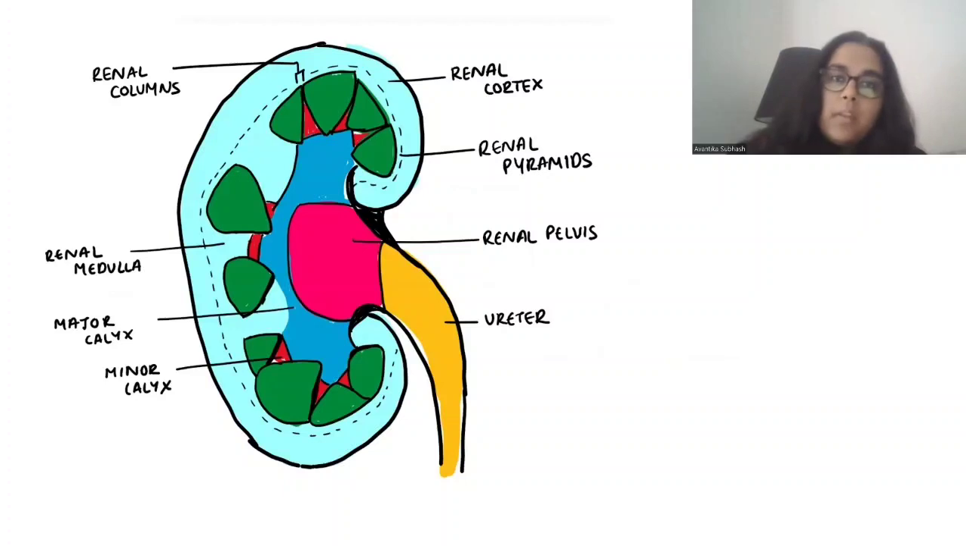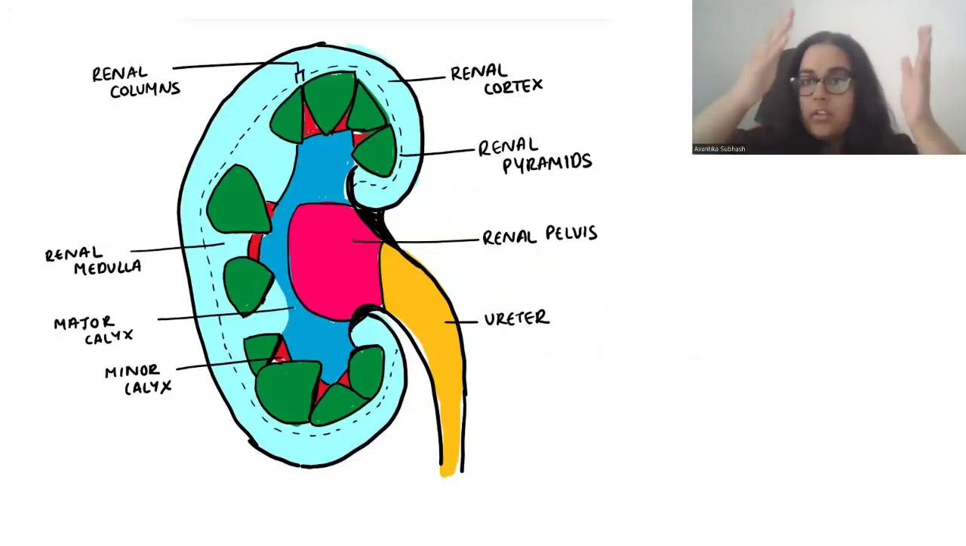Now, we will begin with its 2 major layers, which are our renal cortex and our renal medulla. The renal cortex is the outermost part, and the renal medulla is the more inner part, which consists of your renal pyramids, your renal columns, and your calyxes. To begin with your renal column, it's the part that extends from your renal cortex to your renal medulla. Then they are located between your renal pyramids.